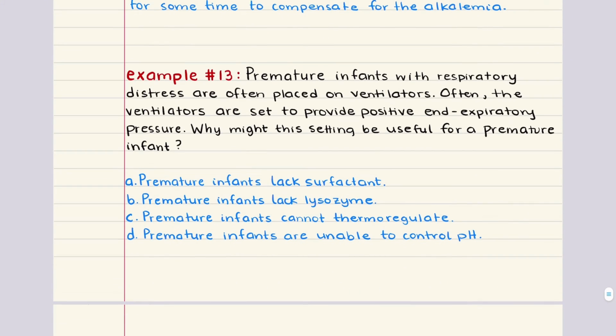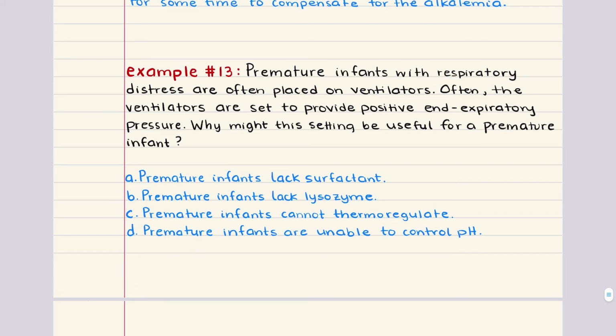Problem 13 says, premature infants with respiratory distress are often placed on ventilators. Often, the ventilators are set to provide positive end-expiratory pressure. Why might this setting be useful for a premature infant? A says premature infants lack surfactant. B says premature infants lack lysozyme. C says premature infants cannot thermoregulate. And D says premature infants are unable to control pH.